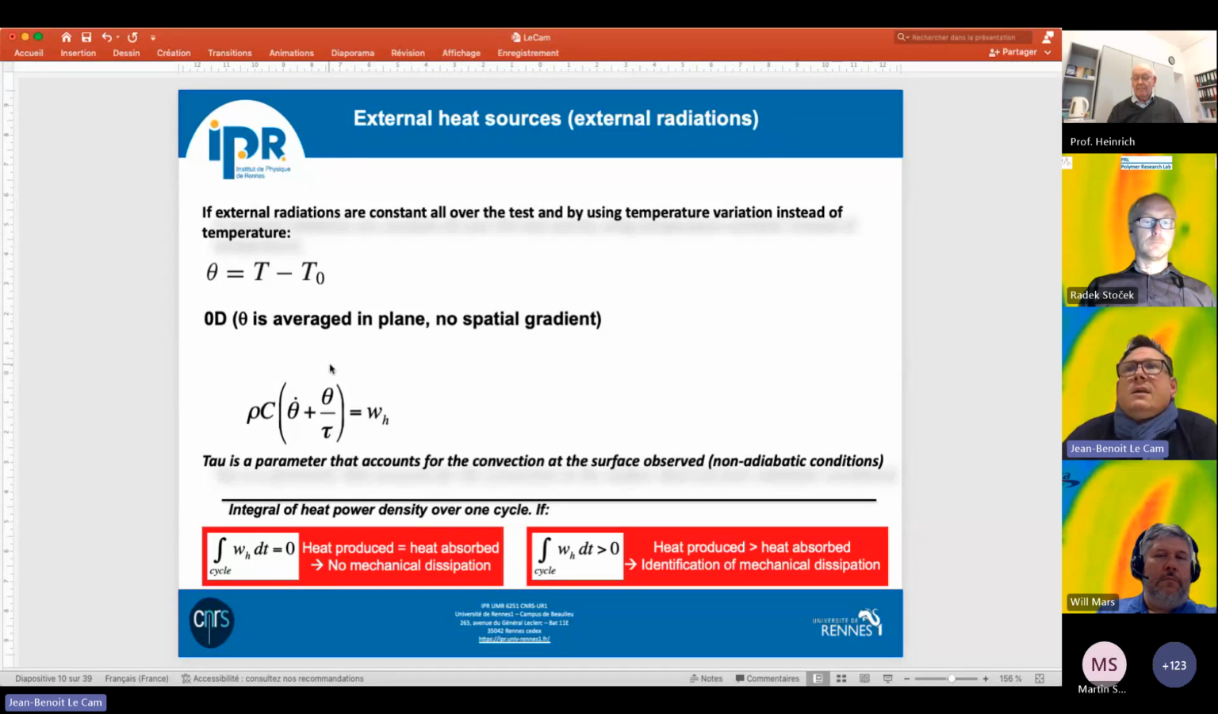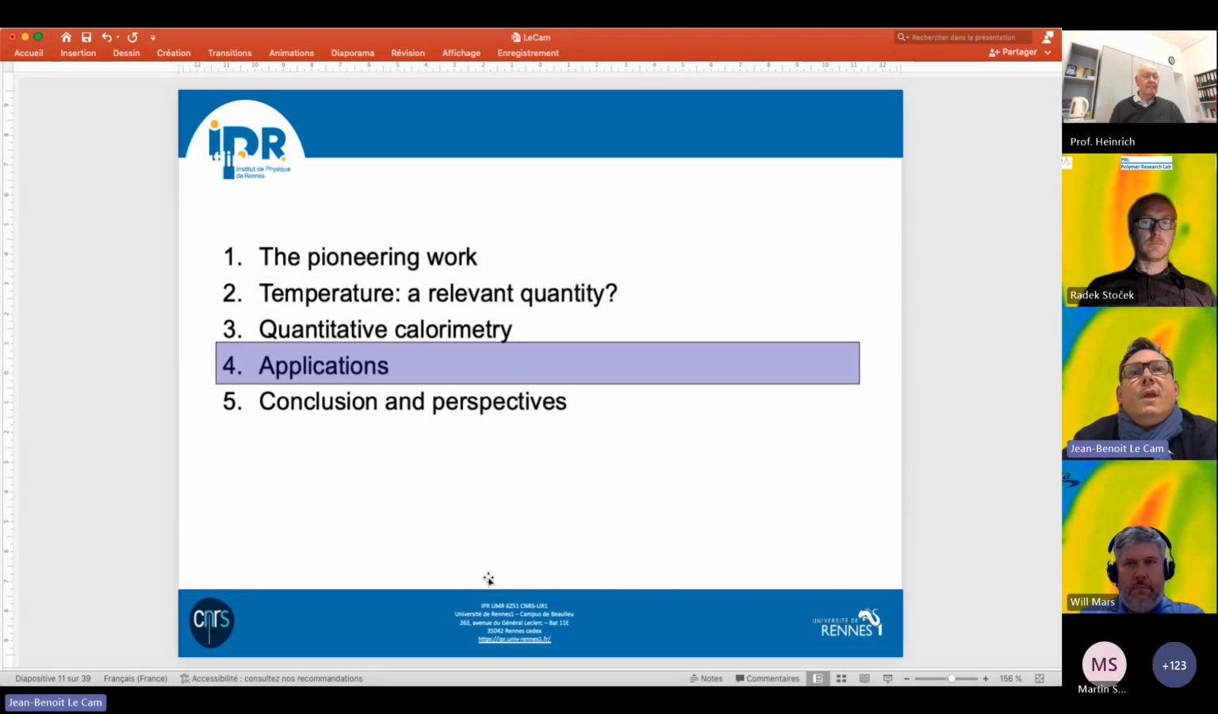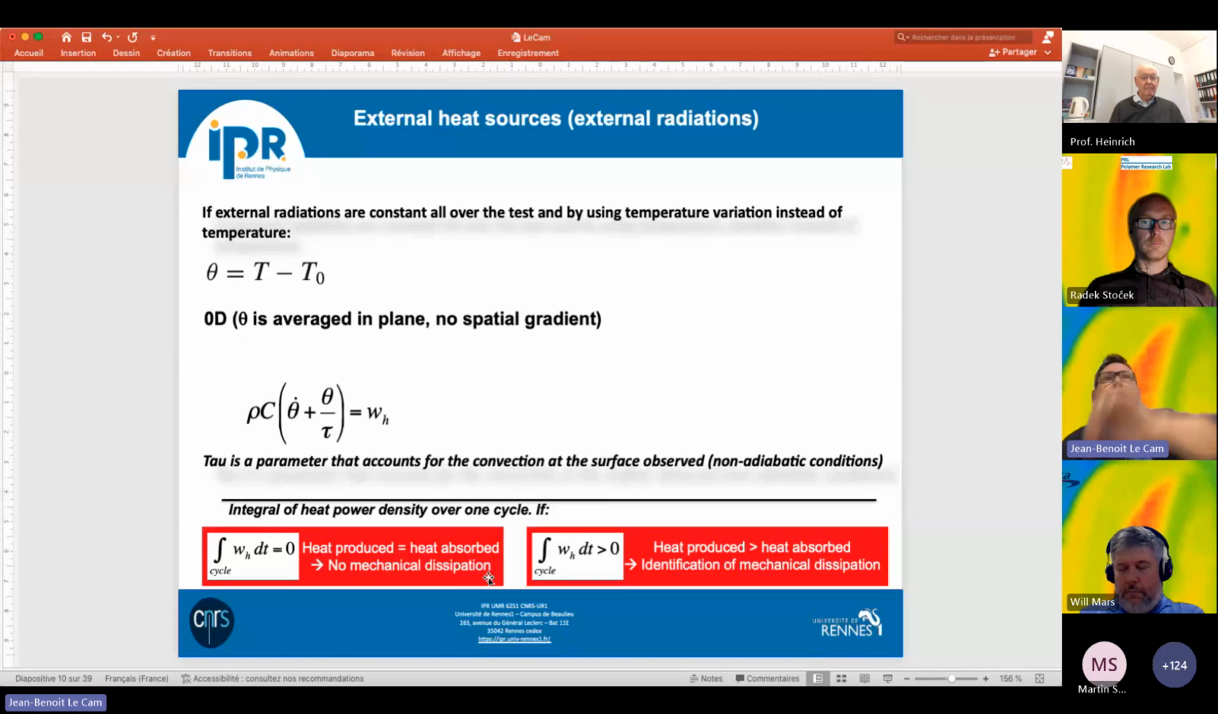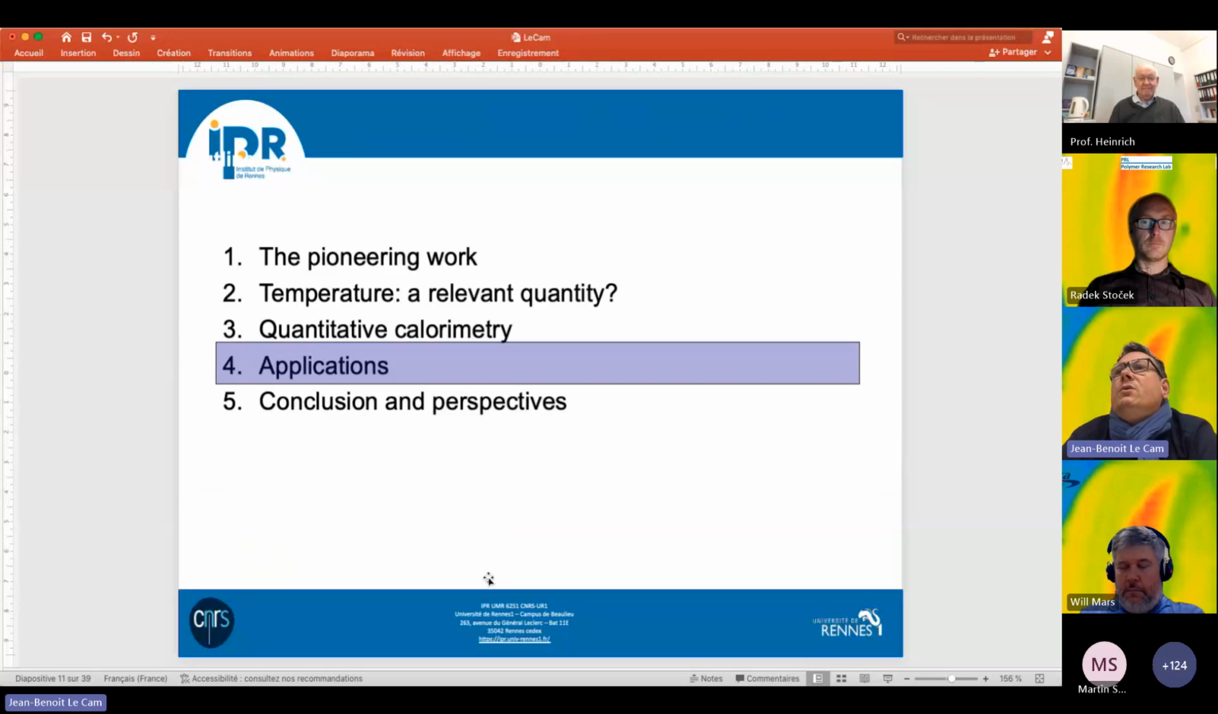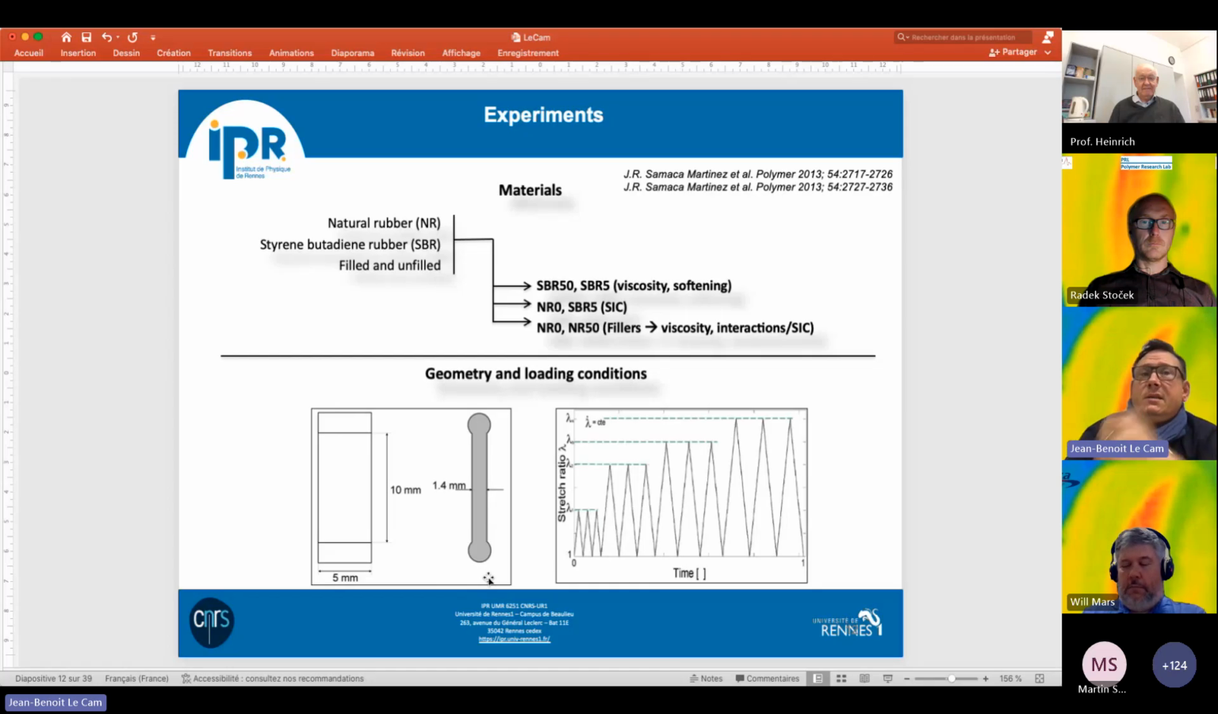What is interesting is that if you make the integral of this heat power density over one cycle, you have a result that can be zero if there is no mechanical dissipation. And if it is superior to zero, this is identified to the mechanical dissipation, or the energy corresponding to the mechanical dissipation. Okay. So now we have the tools to try to make calorimetry under stretch. And now we will apply the tools to different situations and investigate different mechanisms of deformation.